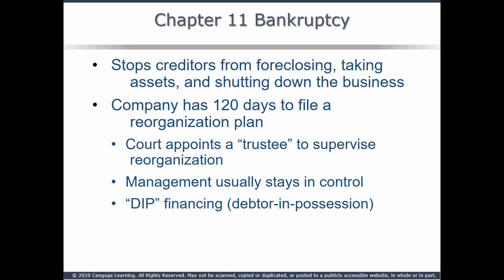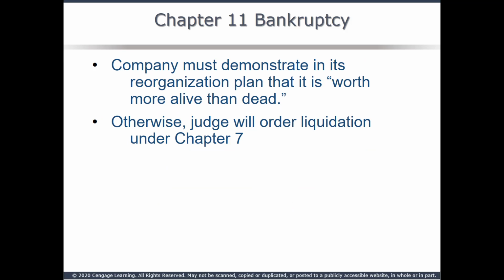Filing for Chapter 11 stops creditors from foreclosing and taking assets. It allows the business to continue to operate with 120 days to file a reorganization plan with the court. Management usually stays in control with a court-appointed trustee overseeing operations. Prior to the Chapter 11 filing, firms usually arrange for DIP, debtor in possession financing, to fund operations while they work out a reorg plan. The reorganization plan must demonstrate that the firm is worth more alive than dead. Otherwise, the court will order a liquidation.